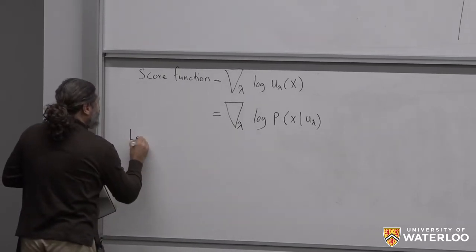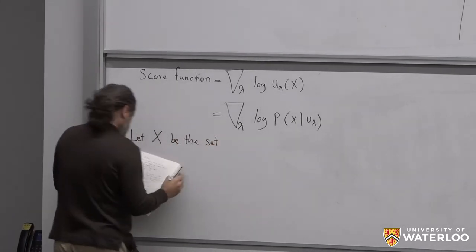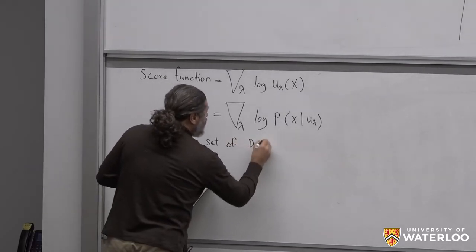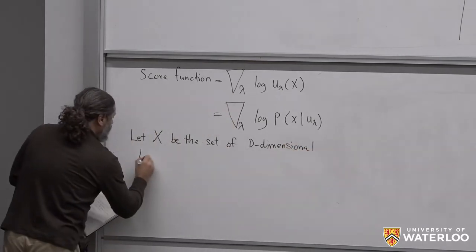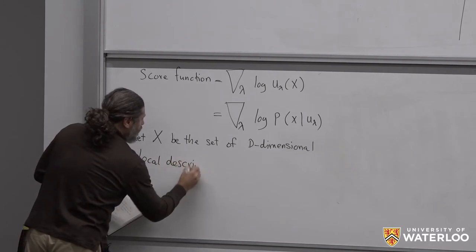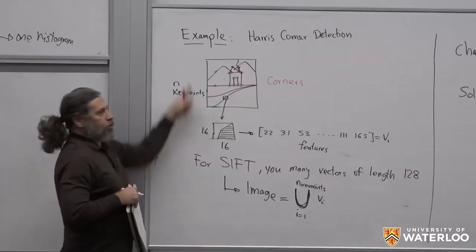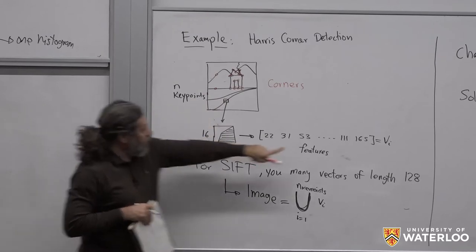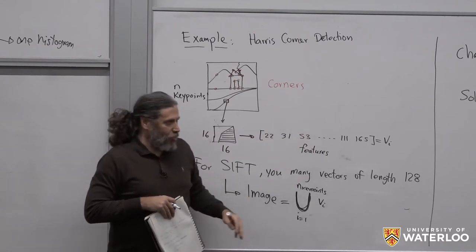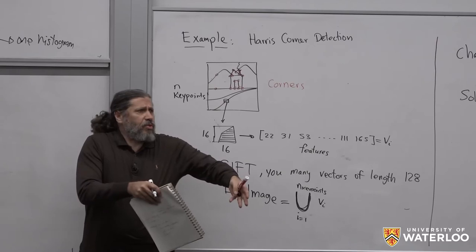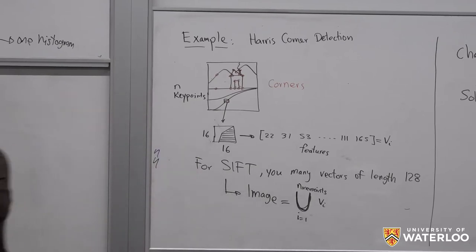So let x be the set of d-dimensional local descriptors. I want to connect it to what we are talking about. So these are local descriptors. That's a global image. Any of this is a local descriptor, any of these feature vectors. We didn't talk about how we calculate these numbers. We are not interested. It's not our business at the moment. Somebody gives me 5,000 vectors, each 128 numbers, and says, this is a cat. Can you recognize it? I want to process that.